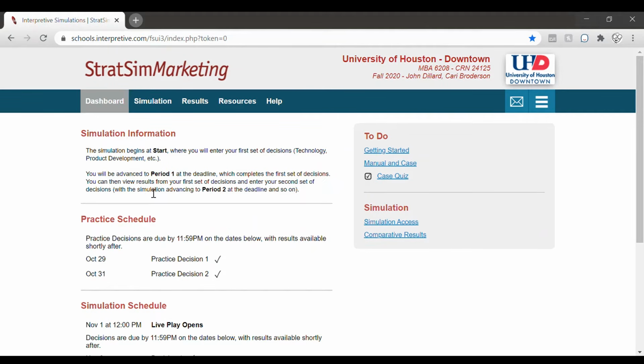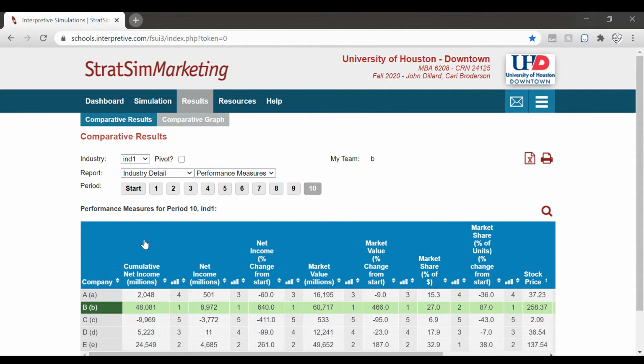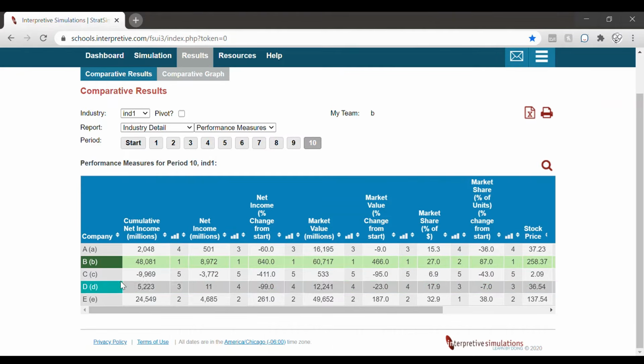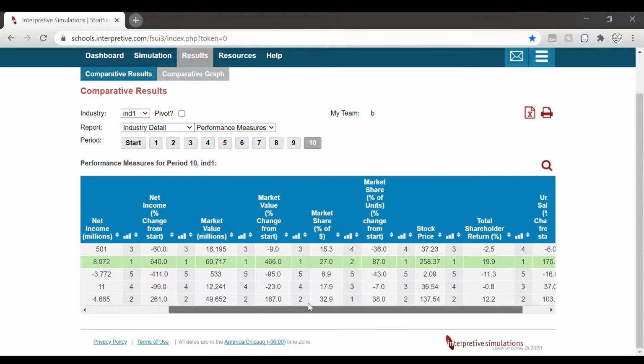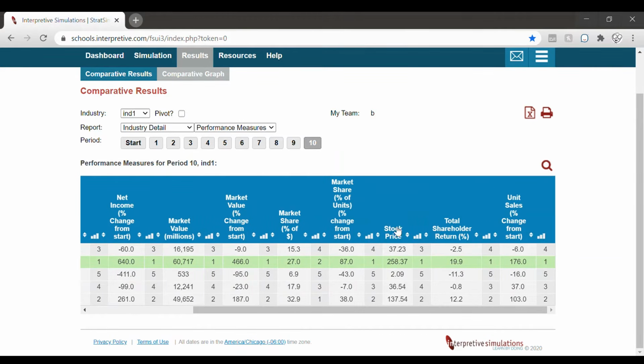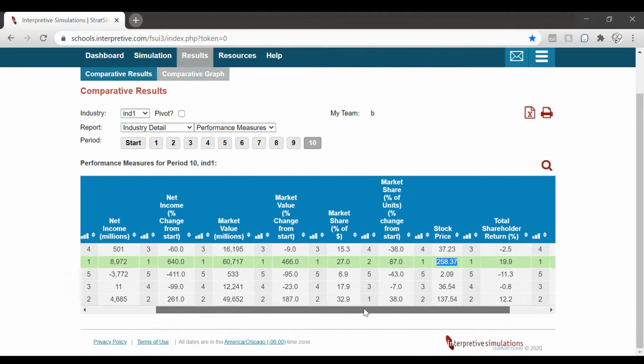Hello, today I'm going to give you a walkthrough on StratSim Marketing, which is the car simulation. I'm going to show you here quickly our results. We were firm B. Cumulative net income, we ended up with 48 billion, which was really good. First place. Basically, we got first place on almost every metric here that you can look at, even the stock price all the way to $258.